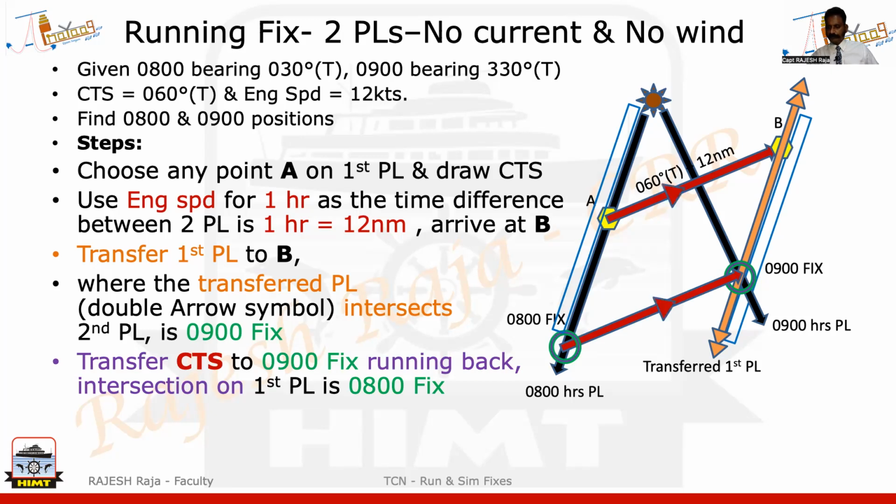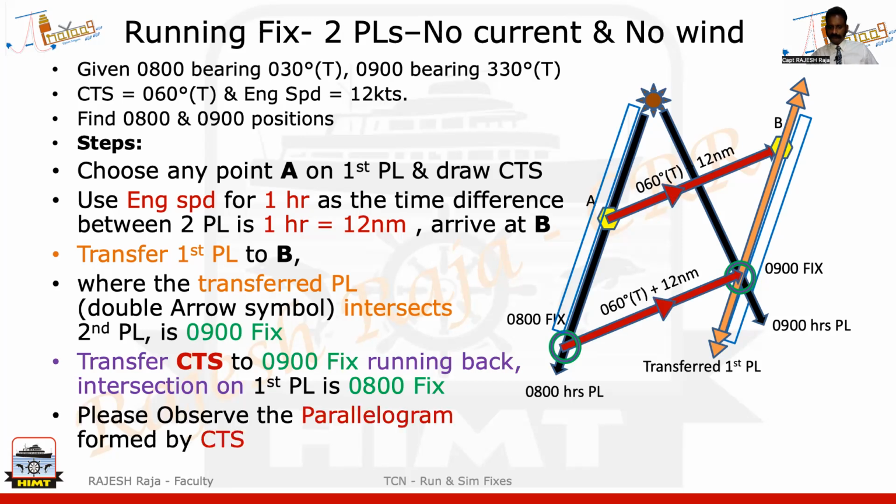Please mark your symbols of CTS, which is your single arrow. You should observe that I have formed a parallelogram with the two CTS and the two PL, that is the first PL and the transferred PL. And the two CTS I have drawn, one from the assumed position, the other from your actual position. Your actual position is your fix.